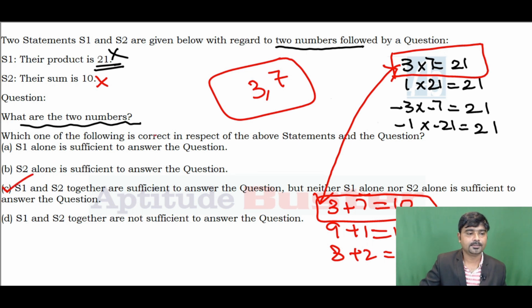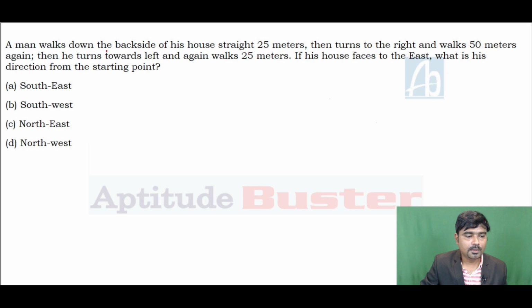Answer choice is C. A man walks down the backside of his house straight 25 meters, then turns to the right and walks 50 meters again.